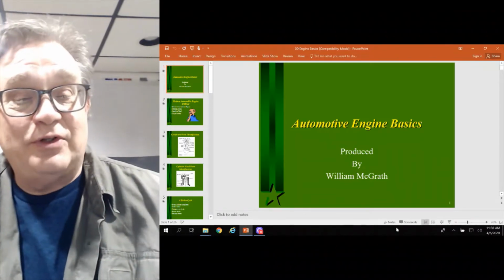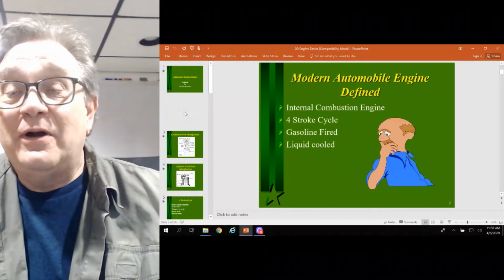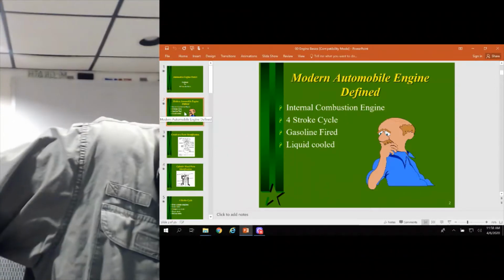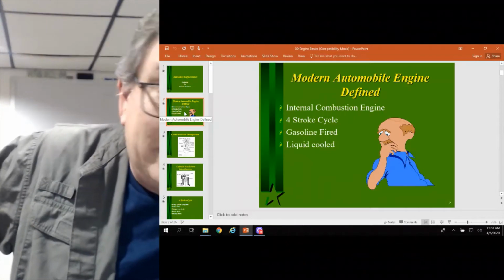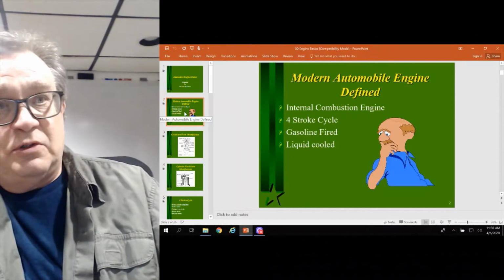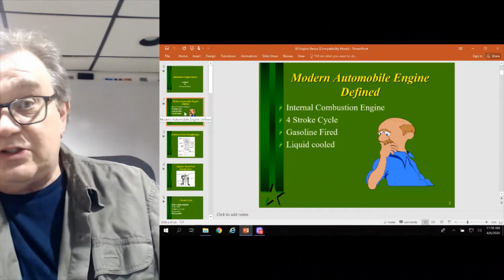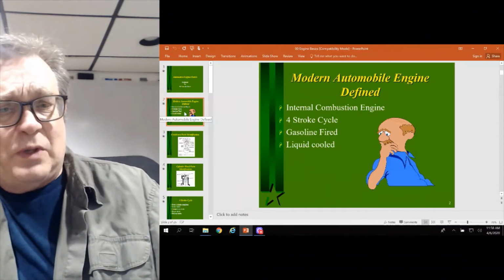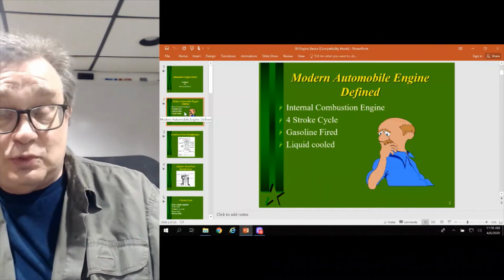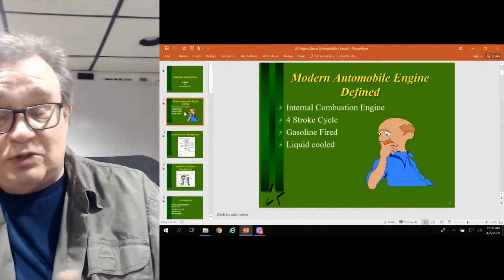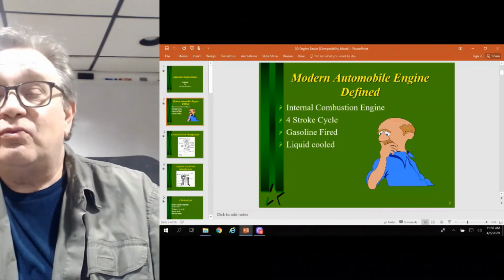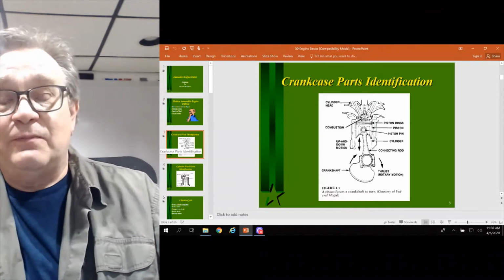Engine basics. We have a four-stroke cycle, gasoline fired, liquid cooled. There is air fired. We also have diesel. We have CNG, compressed natural gas. But we are talking about an internal combustion engine, something that deals with exploding some type of fuel to power the pistons. So let's walk through this real fast.